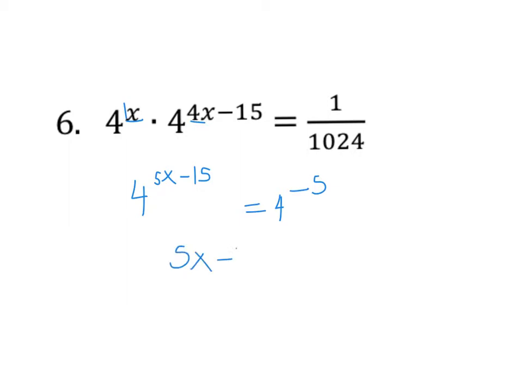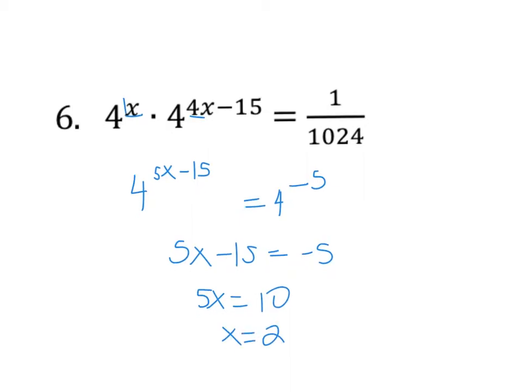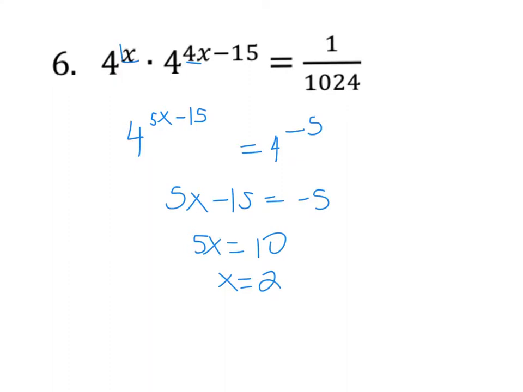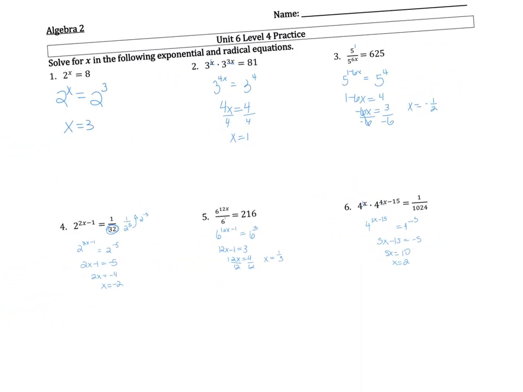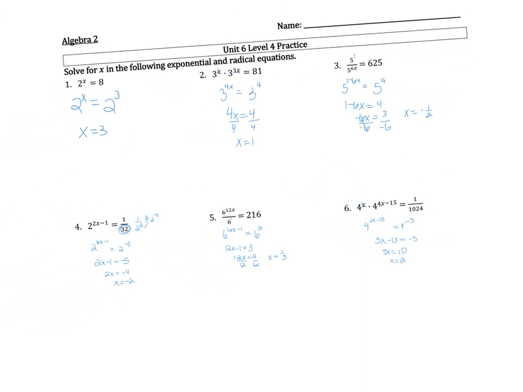And then we set our exponents equal to each other, add 15, and divide by 5. So we have x equals 2. That's our answer for that one. So that completes that section of it. Those are all of our equations, part of it. And let's go ahead and go to question 7.